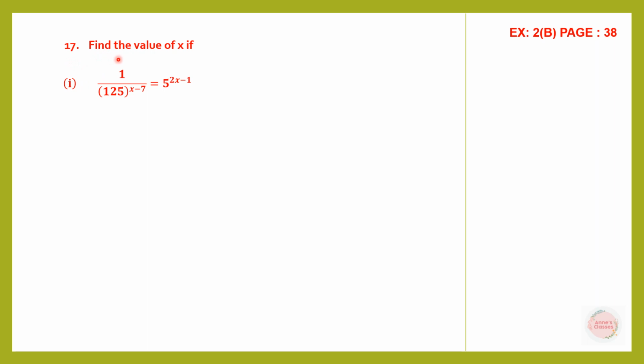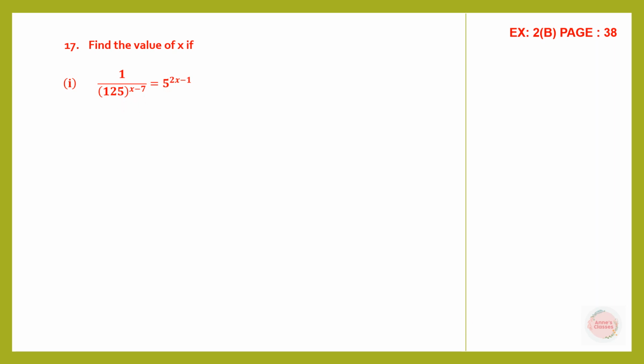Question 17. Find the value of x if these two are equal. The left hand side is equal to the right hand side. So now let's look carefully at our question. Here we have 125. Here we have 5. And both are raised to a power. Now we can apply our laws of exponents if the bases are the same, isn't it? Here the base is not the same. So can we make 125 have a base that is 5?